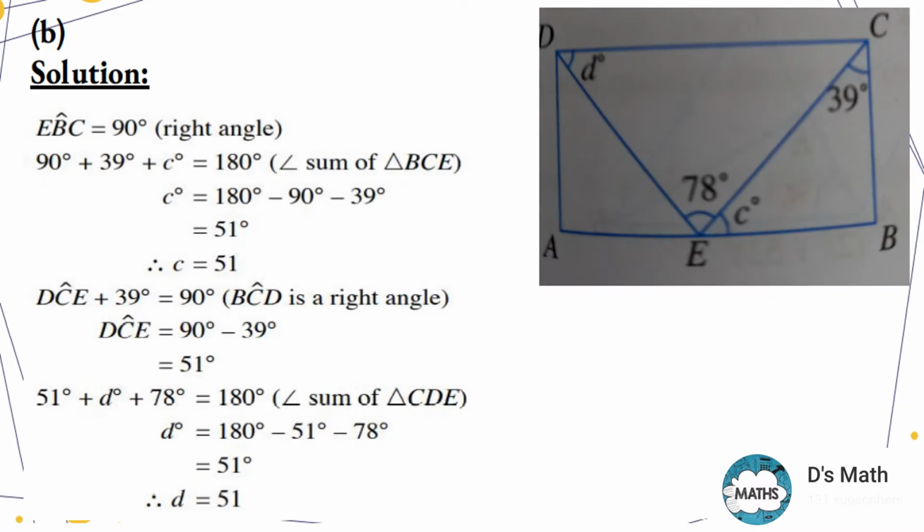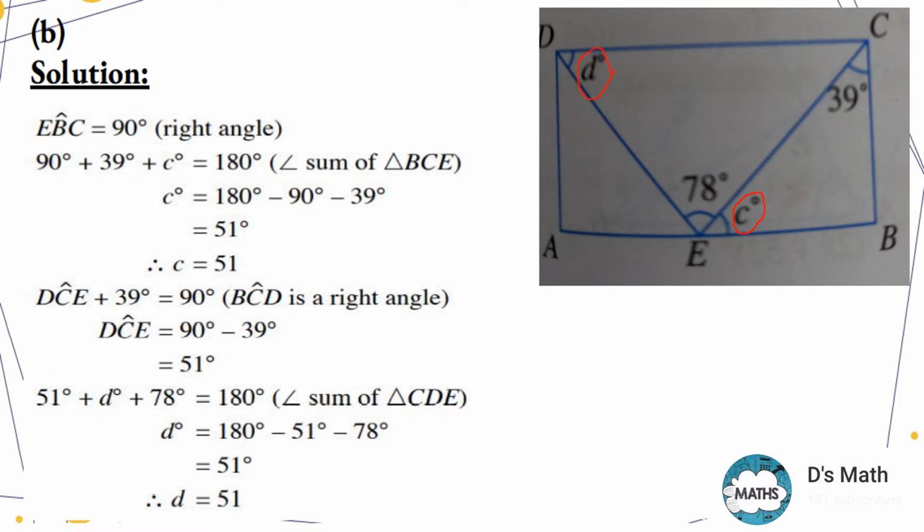Okay, now we will do part B of question number 1, solution. The question statement is the same. We have to find the value of the unknowns. Here we have two unknowns. The first unknown is C and the second unknown is D. That means we have to find C and D.